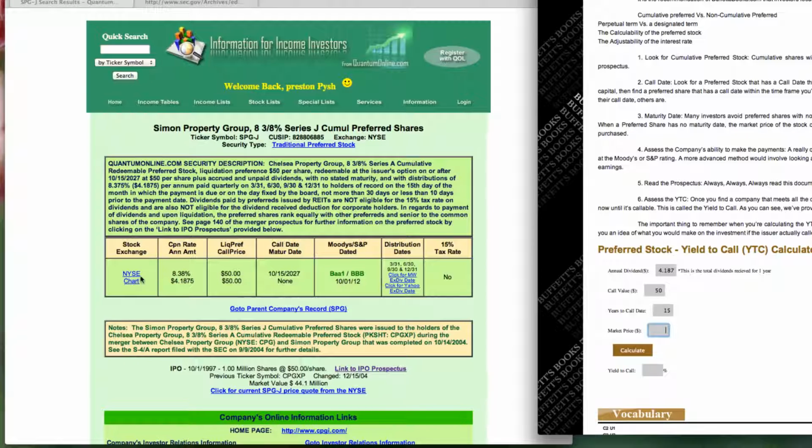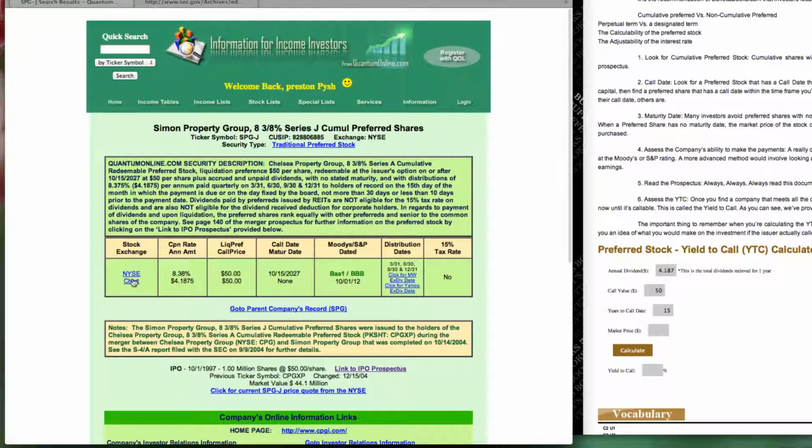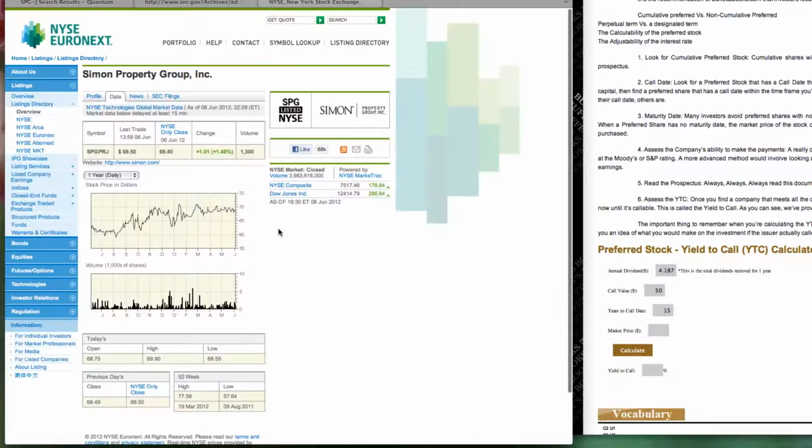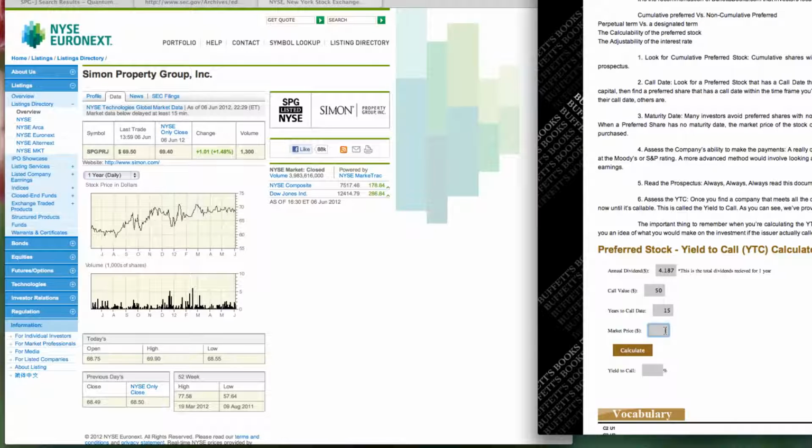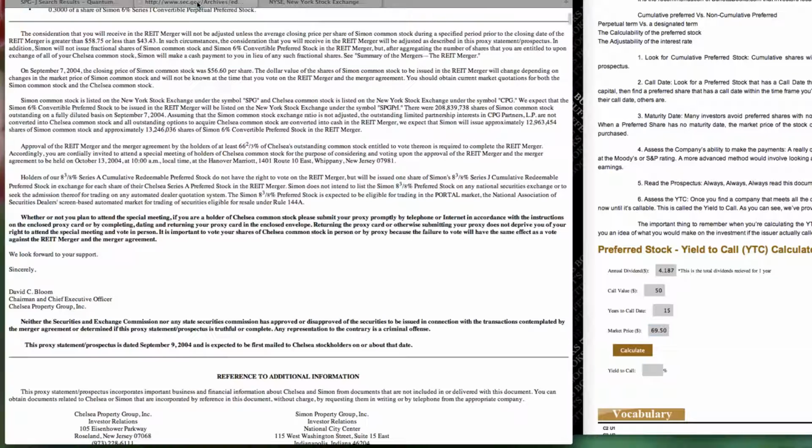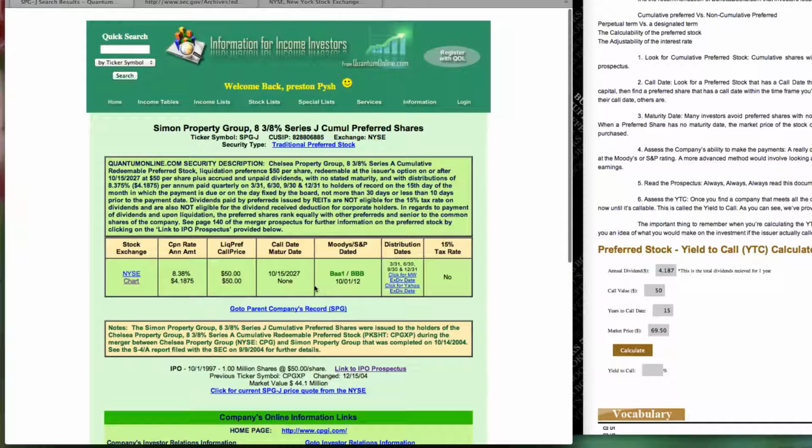So the one thing that we don't see on here is what this preferred stock is currently trading for. And we can figure that out by clicking over here onto the New York Stock Exchange chart, okay? So let's go ahead and click on that. Okay, so as we pull up, this is the information, and you can see how this preferred share has been trading. But we see that the price that it's trading at right now is $69.50. Okay, so let's go ahead and plug that in as our market price, $69.50. Okay, and let's go back to our page here.